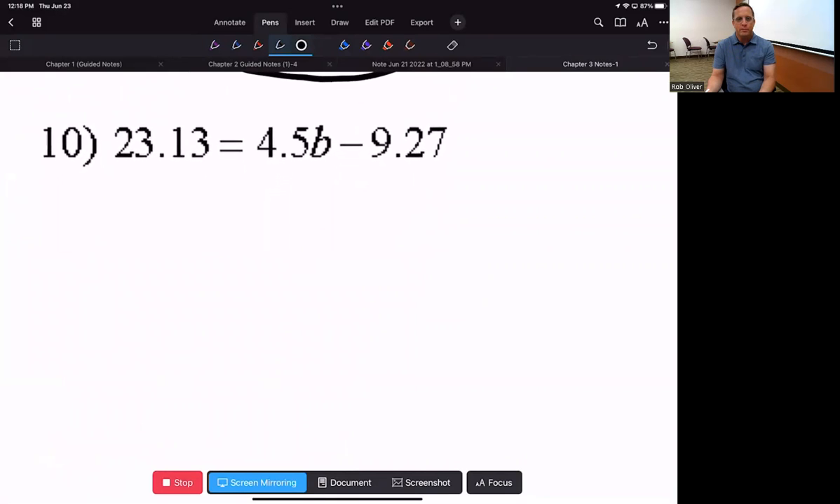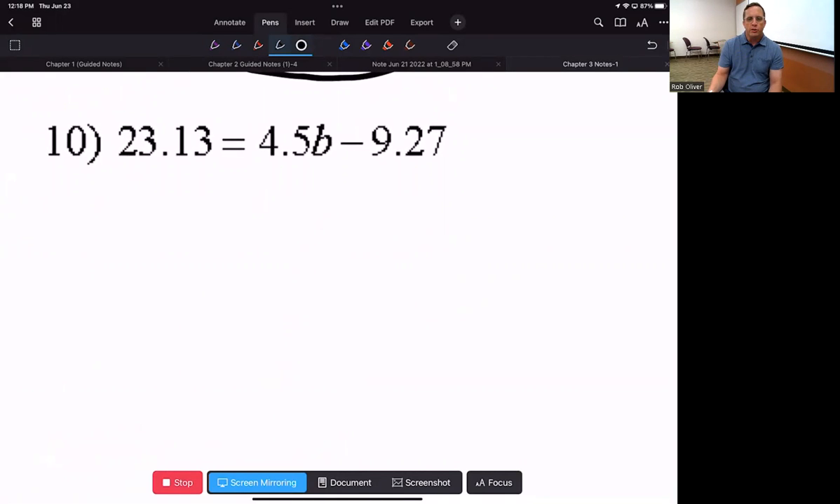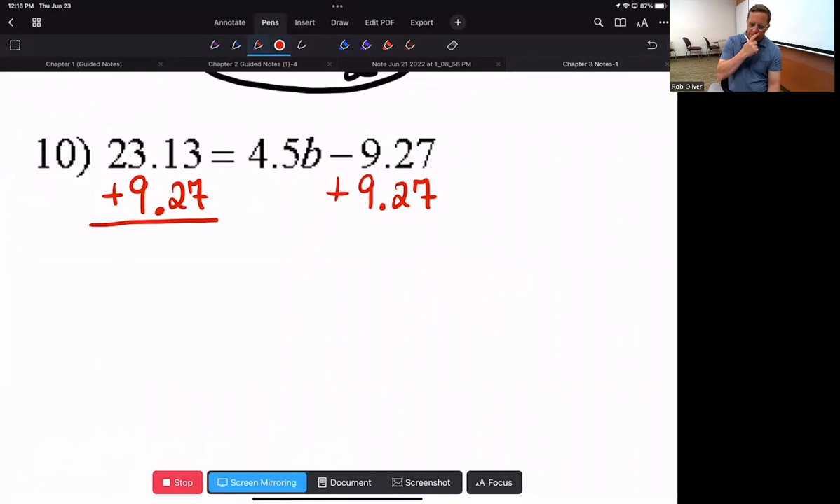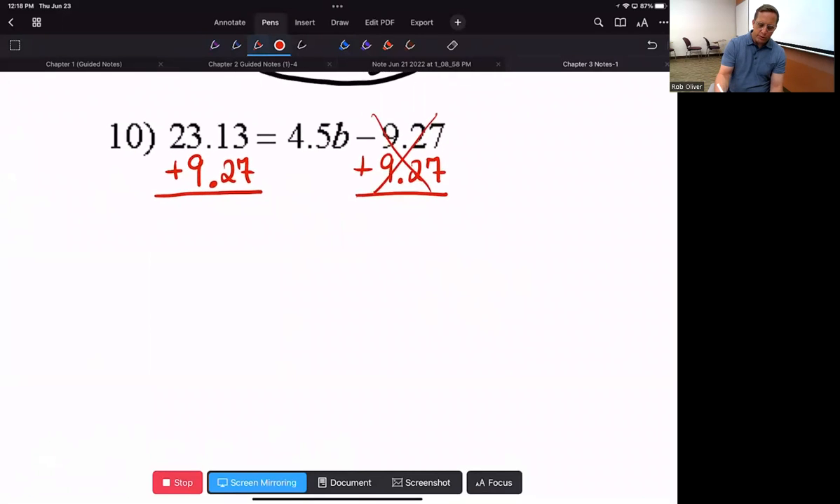All right, number 10 has some decimals in it. I think maybe the only thing a little bit different on this problem is that it's switched around, but don't get too hung up on the way it's written. We're still going to do inverse operations the way we normally do. The first thing we're going to do is focus on the variable side, and we're going to add 9.27 to both sides. Then on the variable side, those are additive inverses. They cancel each other out. And let's do a rewrite.